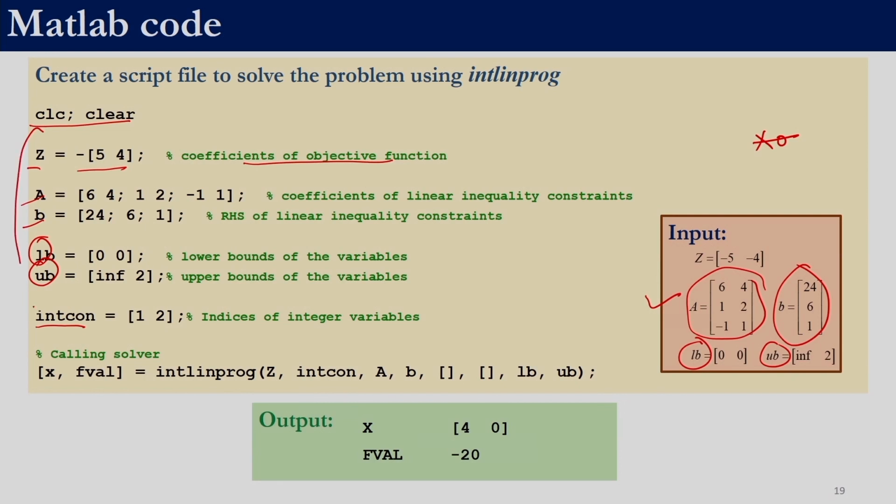Remember, all these are names of variables, so they can be anything, and appropriately that variable name has to be used over here, right? So it's not necessary that this variable should always be intcon. Let's say this variable is k, right? Then we'll have to appropriately use k over here, right? So here in this case we have two variables, both of them are integers, right? So here we give 1 and 2.